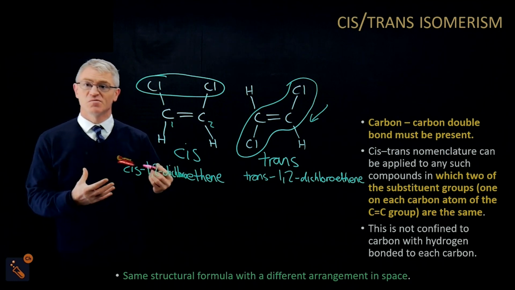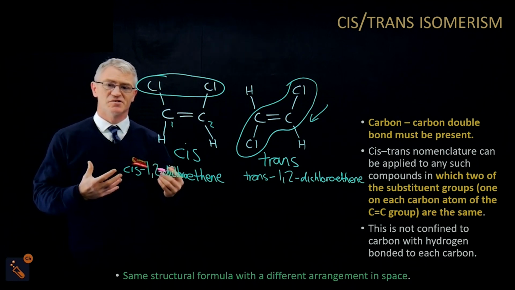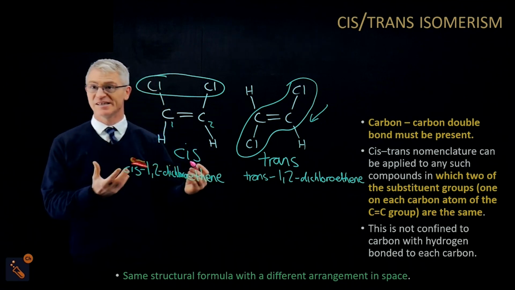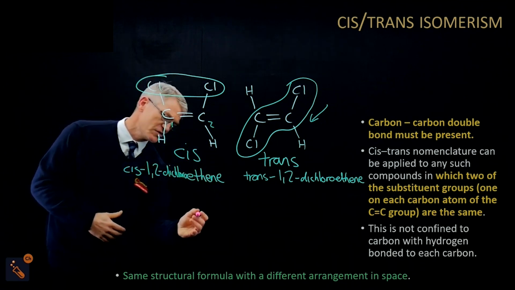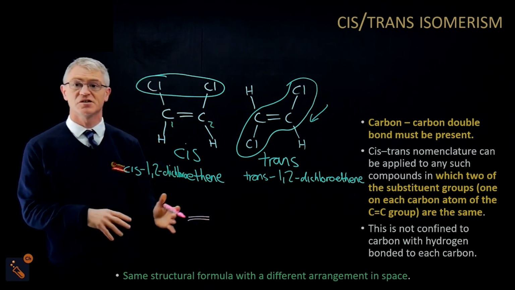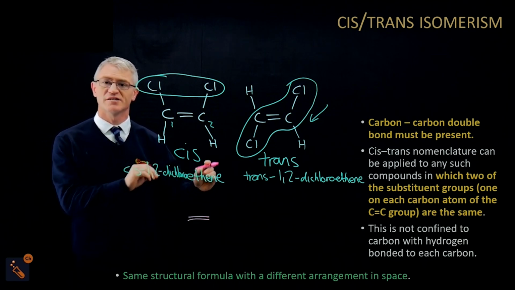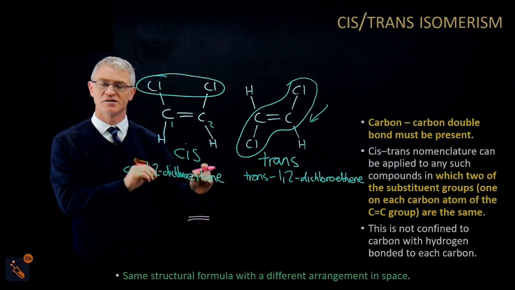If we then do this with a different one, for example, we're going to do it this time with but-2-ene, and we're going to do it skeletally. So if you do it skeletally like this, and you do cis but-2-ene, you stop the video right now and try and do it yourself. I want you to draw cis but-2-ene and trans but-2-ene.